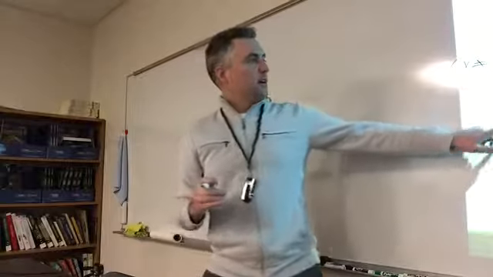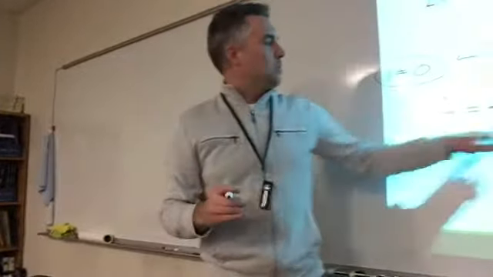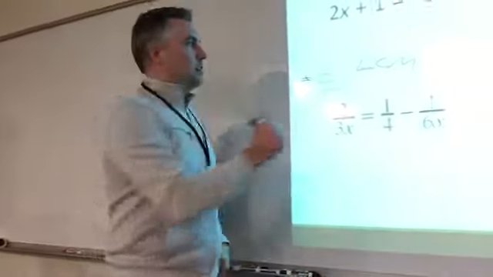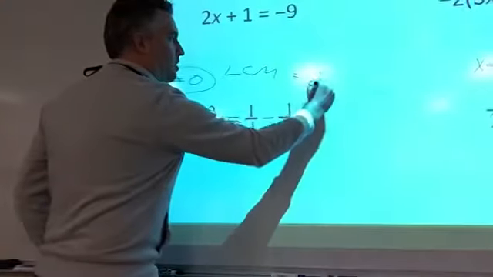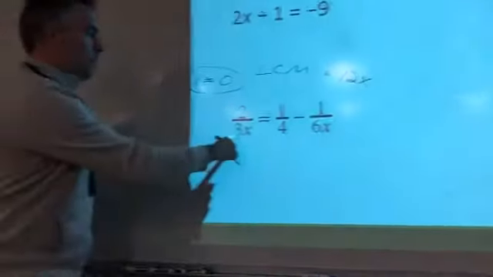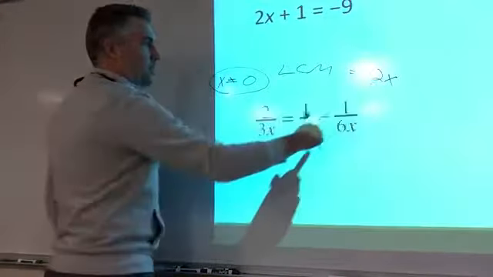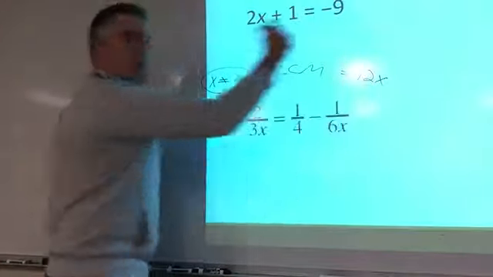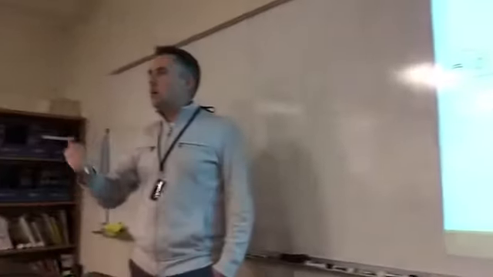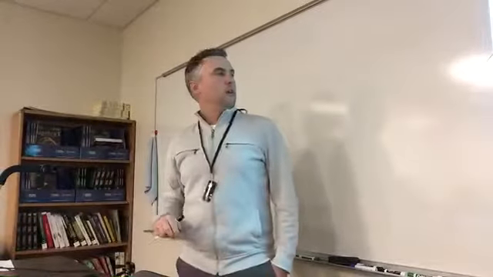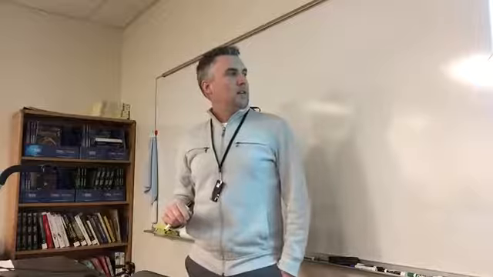So 12 is my lowest common multiple of 3 and 4 and 6, but notice there's some x's there. So I know that my lowest common multiple is actually going to be 12x. 3x goes into 12x 4 times. 4 goes in there 3x times. 6x goes in there 2 times. It's the lowest common multiple of my three denominators.